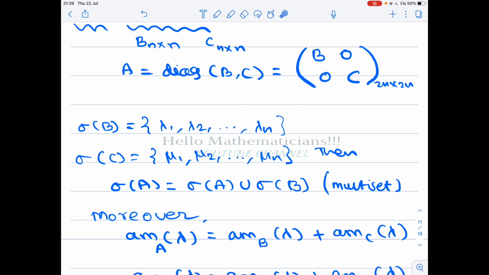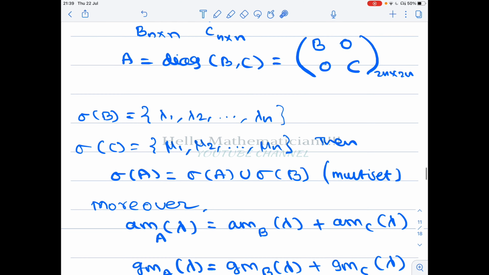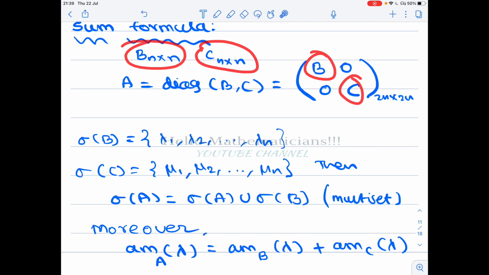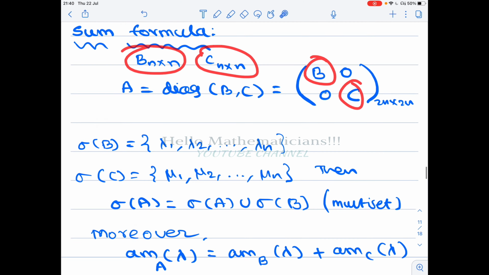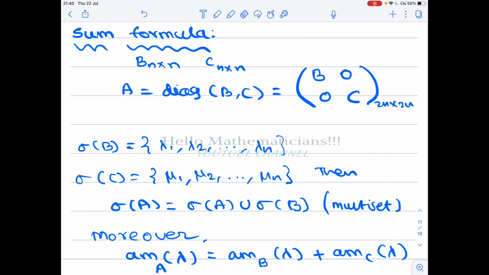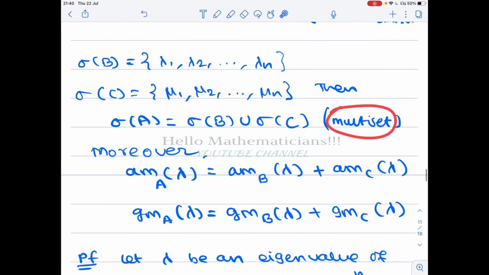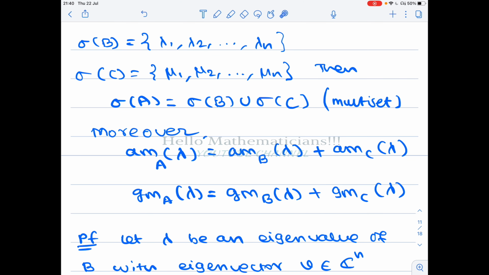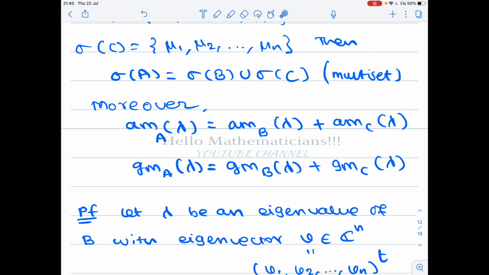So here we are doing the same thing. You take two n by n matrices B and C, and form a block diagonal matrix A whose diagonal blocks are B and C. Then the eigenvalues of A are nothing but the eigenvalues of B and the eigenvalues of C, as a multiset. Moreover, the algebraic multiplicity and geometric multiplicity have this nice form.